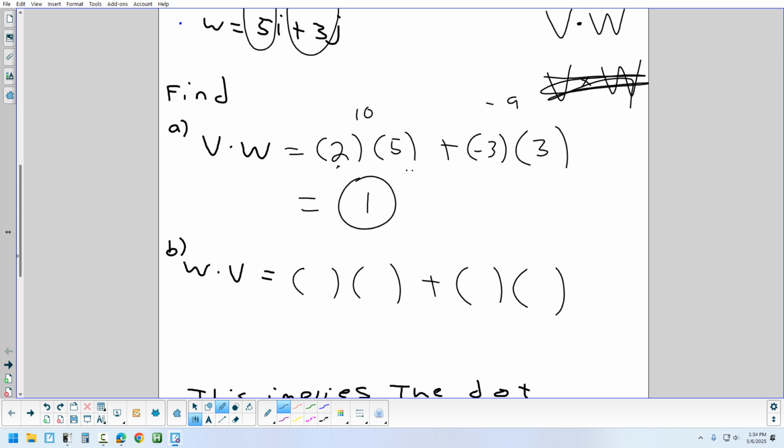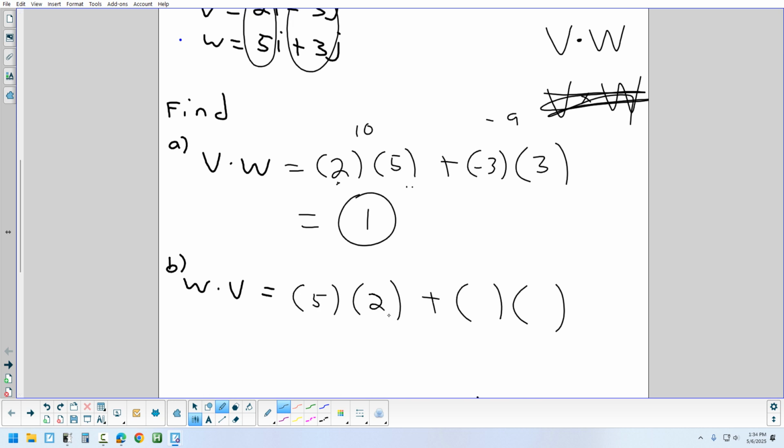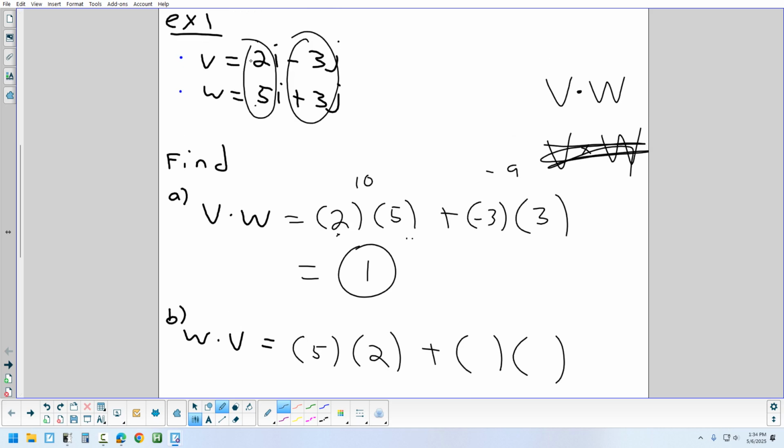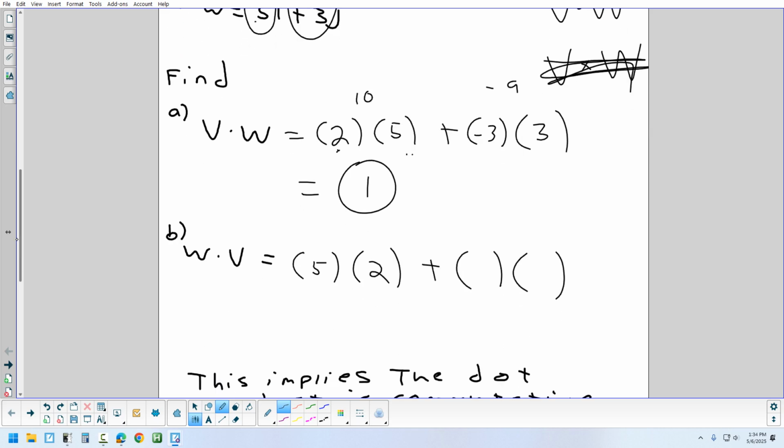Yeah, but that wouldn't change the outcome. So it would be a 5 and then a 2. So W comes first, then V. W, V. So then 3 and negative 3. And then 3 and negative 3. But what would the answer be? It's still 1. It would still be 1.